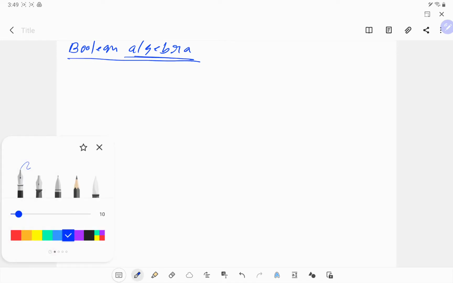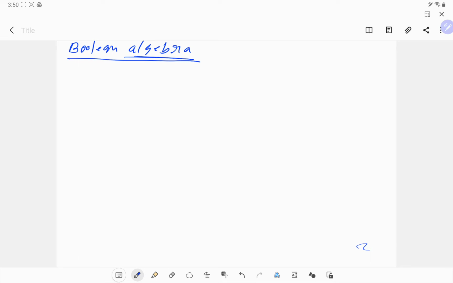In this lecture, we introduce the basic notion of Boolean algebra. And so we know what the algebra is in mathematics. So what is an algebra?